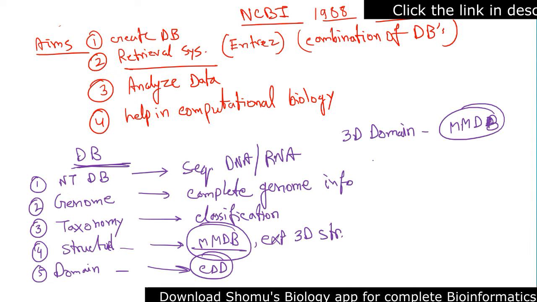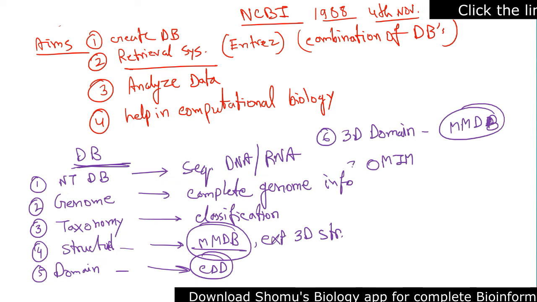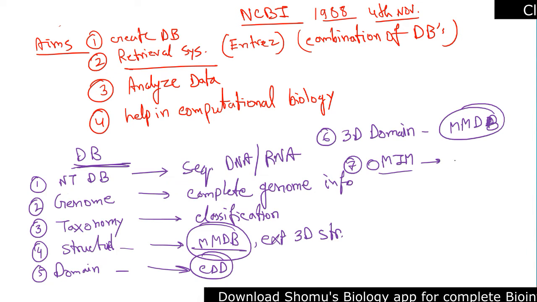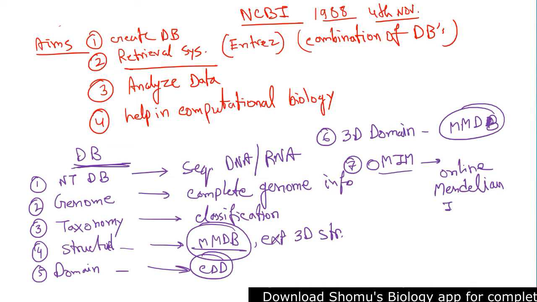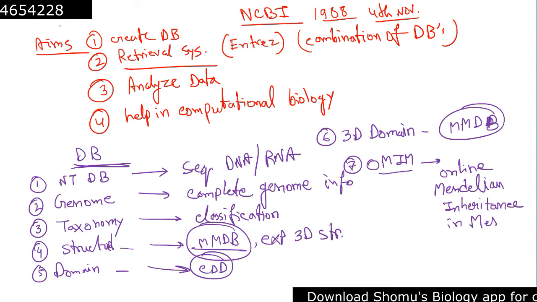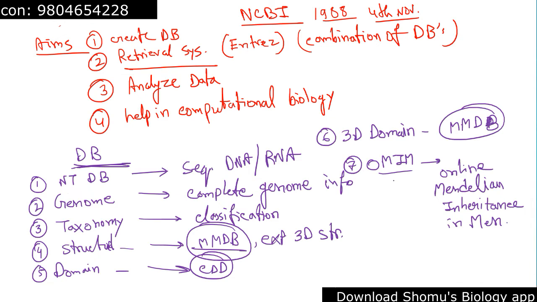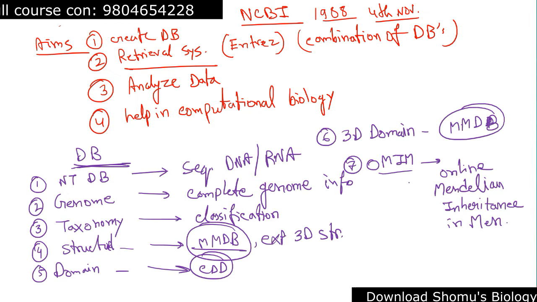And there's one more kind that is known as OMIM, online Mendelian inheritance in man, that is the OMIM database. These are all examples of databases that are available, and some more examples I'll tell you.